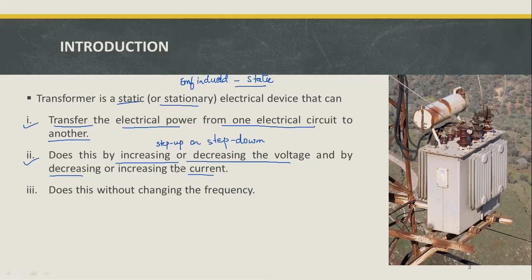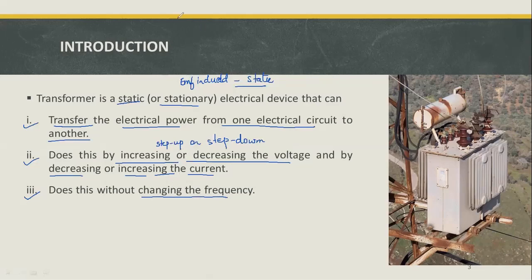Why does it happen? Because the power on both sides of the electrical circuit does not change. It just has to transfer the power from one electrical circuit to another electrical circuit. Similarly, a step-down transformer will decrease the voltage level and at the same time it will increase the current level so that the power on both sides of the electrical circuit does not change. Also, the transformer does not change the frequency. That means the power being transferred from one circuit to another happens without any change in the frequency. So these are the functions of the transformer.